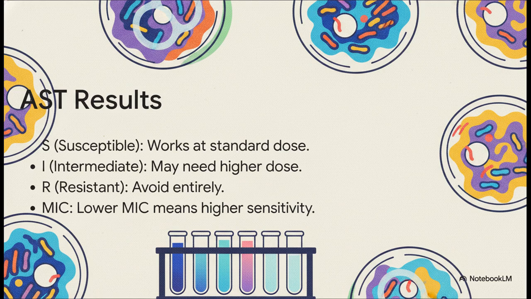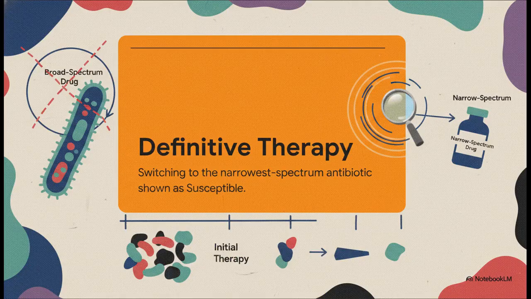The lab also gives us the MIC, which stands for minimum inhibitory concentration. This is basically the absolute lowest concentration of the drug you need to prevent visible bacterial growth. The lower the MIC number, the more highly sensitive the bug is to that specific weapon. Getting this report card initiates the single most critical pivot in our whole systematic framework, moving to definitive therapy. This is all about de-escalating our pharmacological force. What we do is look at that susceptible list, and we intentionally switch away from our initial broad-spectrum best-guess drug. We want to pivot to the absolute narrowest spectrum antibiotic possible, the one that perfectly matches the bug's specific vulnerability.